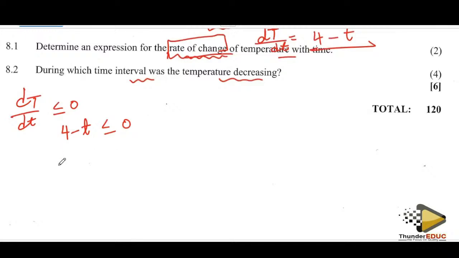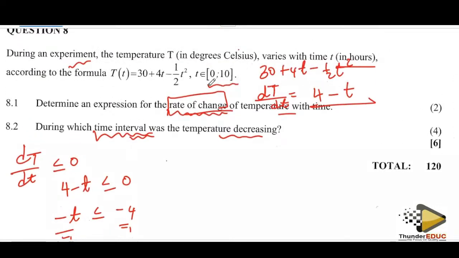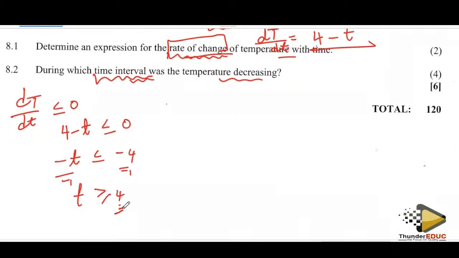So we're going to say negative t is less than negative 4. Divide both sides by negative 1. When you divide through by a negative in an inequality, the symbol must change, so that is t greater than 4. Now, during which time interval? Remember, this is just an answer. From the conditions they gave us, t is between 0 and 10, and from our answer t must be greater than 4. So 4 must be the minimum, but the maximum must be 10.